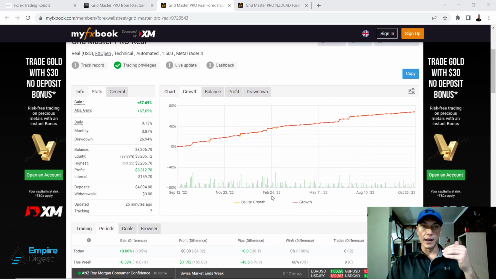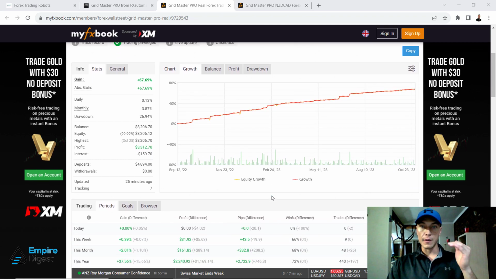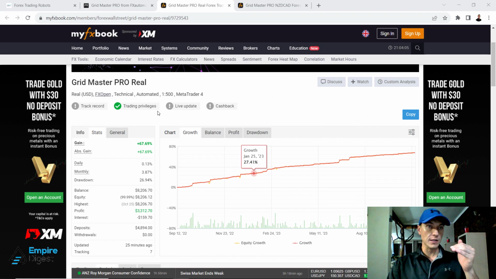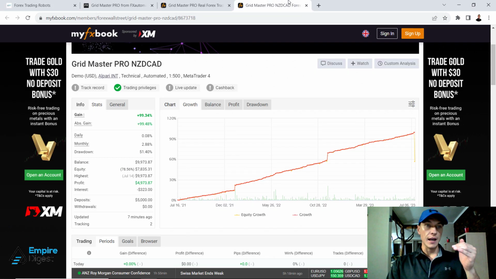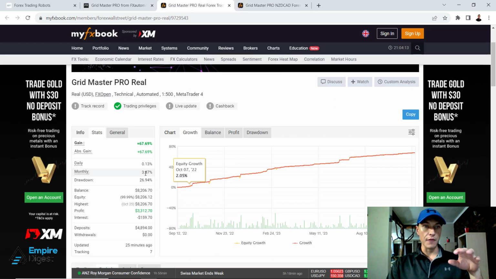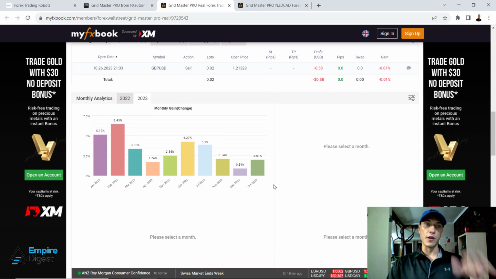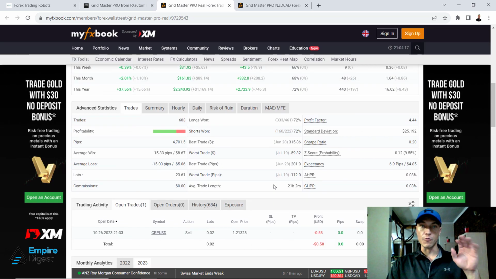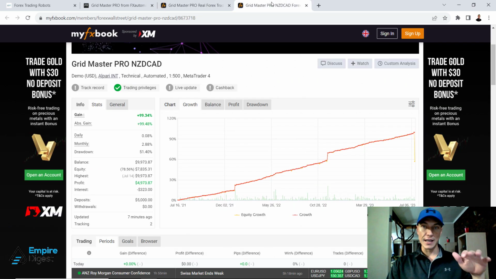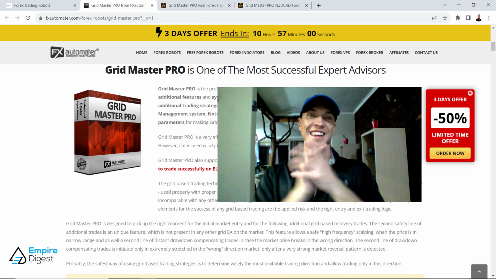We've got two accounts open here for the Gridmaster Pro, and the first one is the Gridmaster Pro Real, and the second one is the Gridmaster Pro NZD CAD. Now, first one, averages are looking very well. The history is looking very good, and the second one, I saw a little bit of an equity or a little bit of a drawdown.